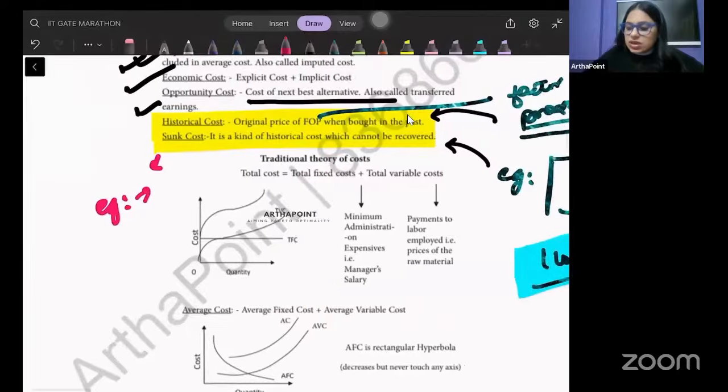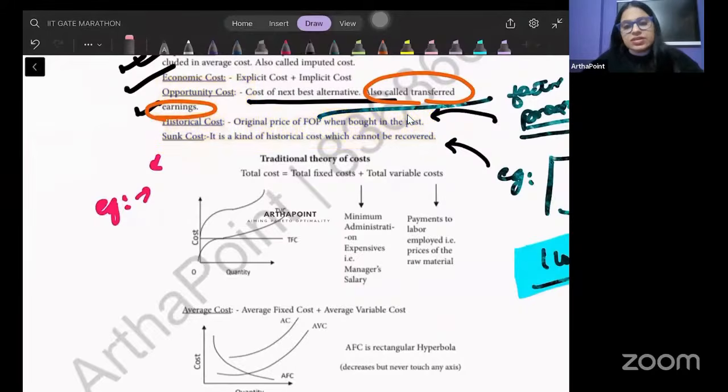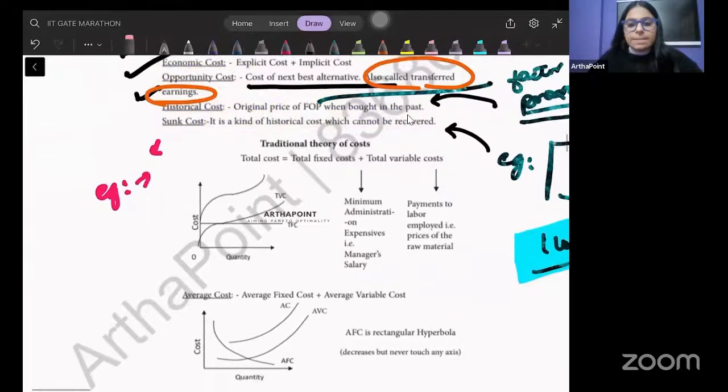But this is just a name of opportunity cost, that it is also called as transferred earnings. This is just what some authors call it. This is not transfer payment. Isko macro ke transfer payment se connect mat karna. This is just transferred earning, another name of opportunity cost.